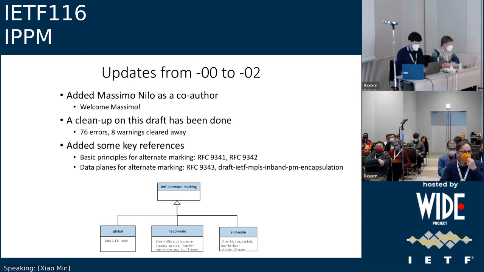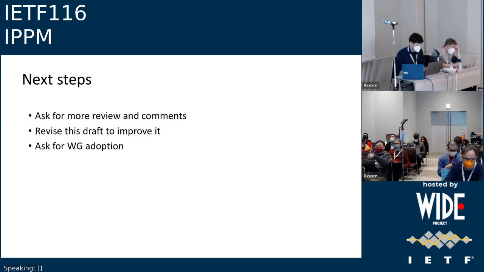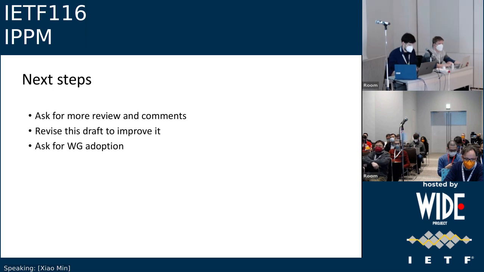Thirdly, some key references were added. One category is basic principle for alternative marking, including RFC 9341 and RFC 9342. Another category is data plane for alternative marking, including RFC 9343 and the MPLS in-band PM working group drafts. Note that the current Yang model mainly targets the MPLS data plane. The authors would also like to improve this model in the next revisions, making it applicable to both MPLS and IPv6. Next steps: the authors would like to ask for more review and comments. We'll revise this draft to improve it, and then we'll ask for working group adoption. That's all. Thank you.